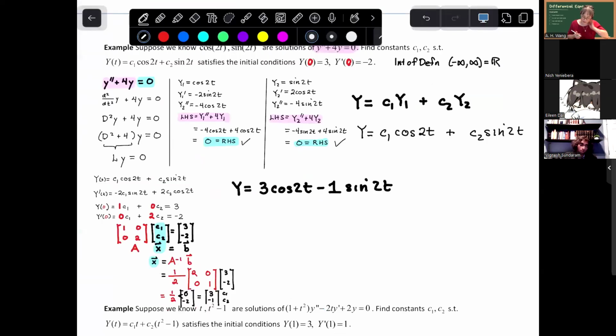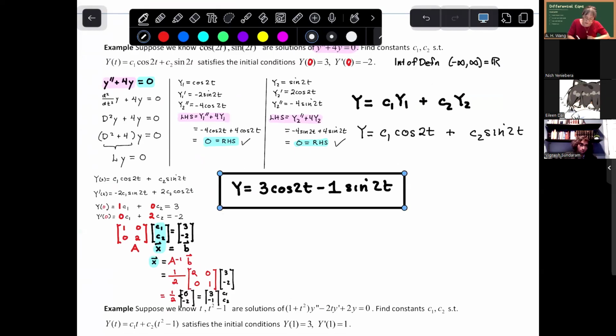I'm just trying to do this in my head. Okay, yeah, this is correct. So this is your answer. This is the particular solution. When you plug in 0, you're going to get this, and then when you take the derivative and plug in the 0, you're going to get that.